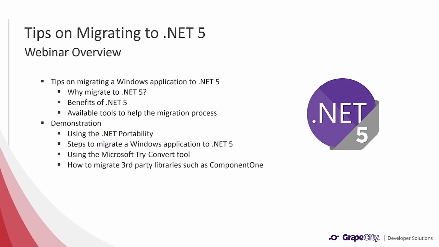In this webinar, we will look at tips to migrate a desktop Windows application to .NET 5. To better understand why you would want to migrate to .NET 5, I will first give a brief overview and benefits of the platform. I will also demonstrate the process of migrating using a couple different tools. I will show the .NET Portability Analyzer tool as well as the Try Convert tools, both of which are developed by Microsoft. For my demonstration, I will use sample applications that use Component 1 controls from Grape City.